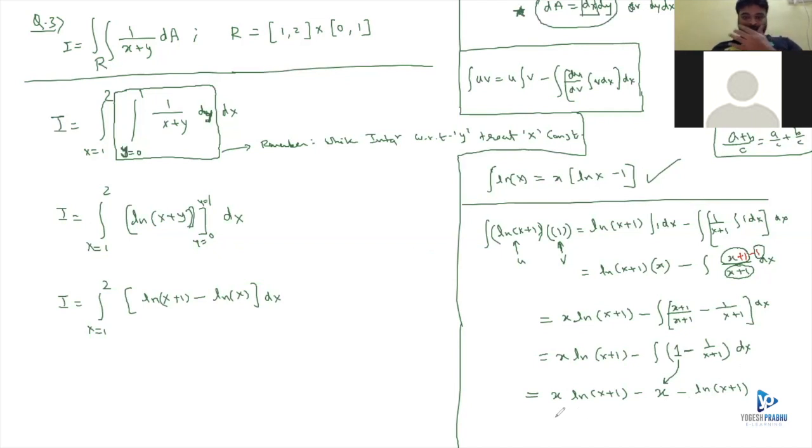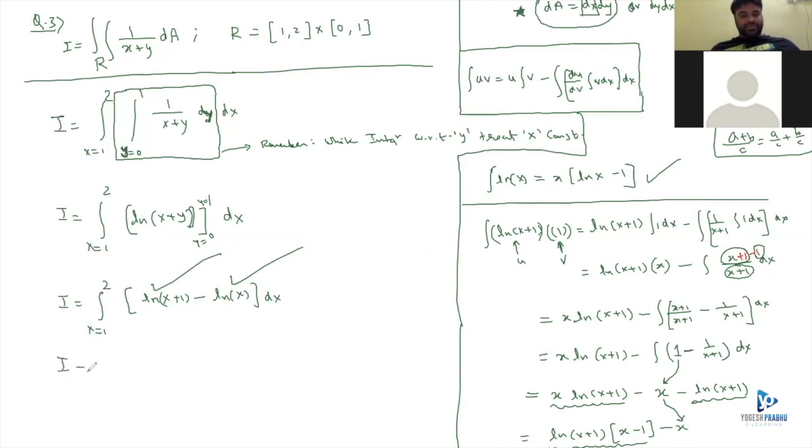Can we simplify? I can club these two. If I take ln(x+1) out, this is x minus 1, minus this x over here. So now I have solved the integral part. Let us write down the answer of the integral. What will I get?